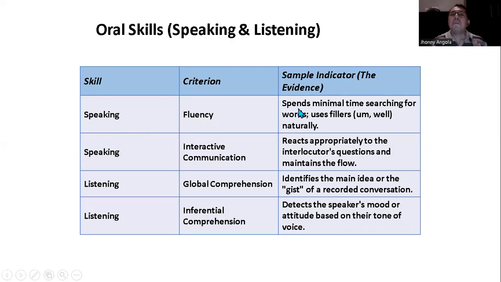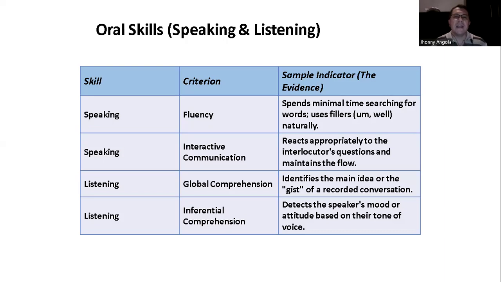Example of indicators: spends minimal time searching for words. Uses fillers naturally. Well, you know what it means? Es decir, repetir palabras. This is muletilla. Yes? For speaking, we have interactive communication. You can see that your students maintain eye contact with their classmates while speaking about the topic developed by you in the conversation, and those students can interact. This is interactive communication. Example of indicator: reacts appropriately to the interlocutor's questions and maintains the flow.